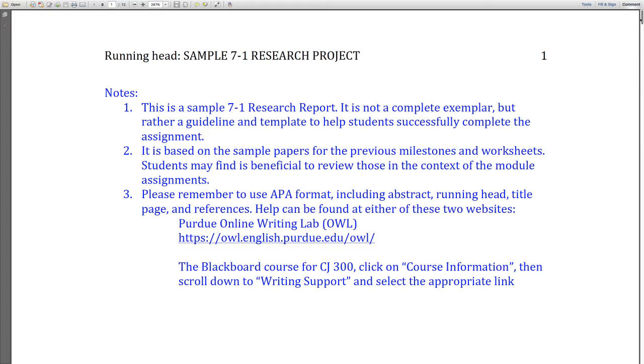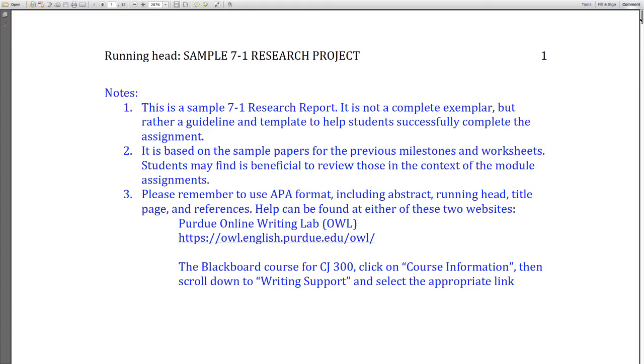Okay? It is based on sample papers for the previous milestones and worksheets, so you may find it beneficial to look at those in the context of the module assignments. And by that I mean the sample papers, because now's your last chance to clean up any errors or bumps in the road that you might have had.